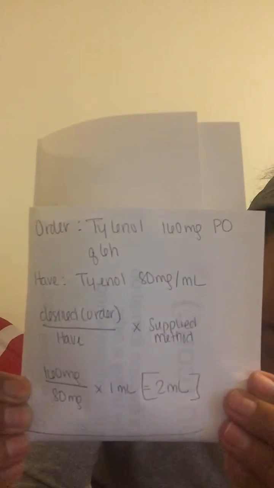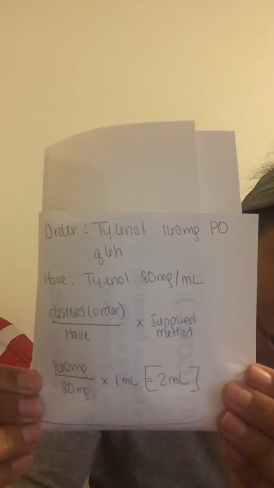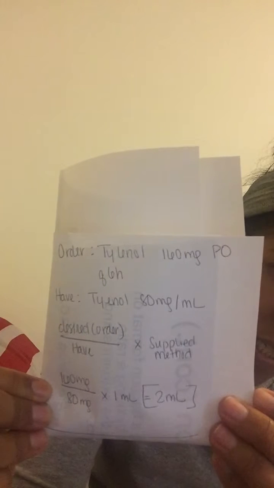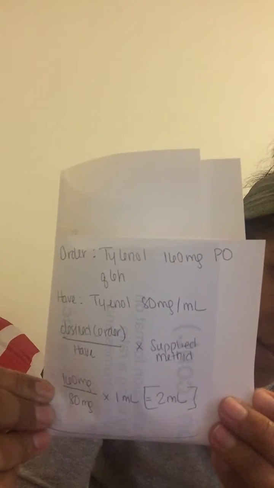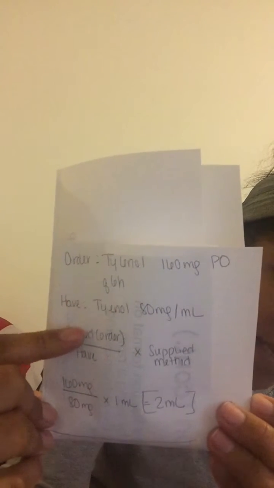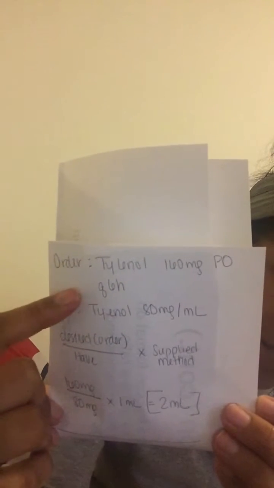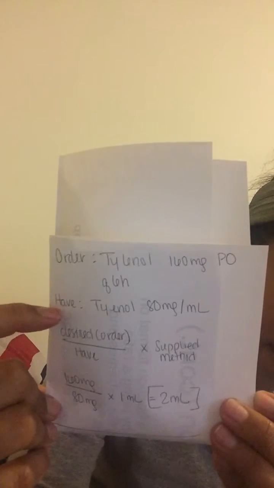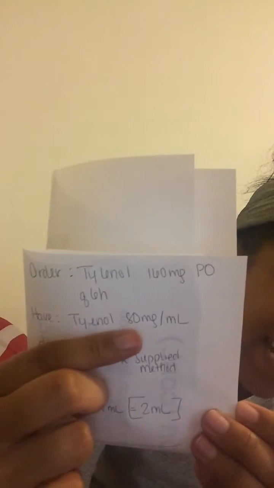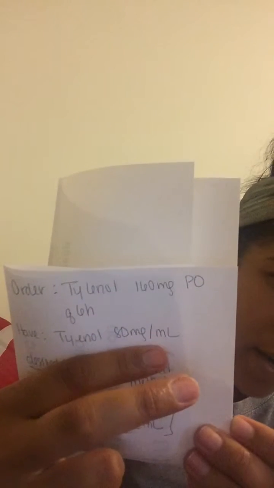All right, so our next one that we have, I hope everyone can see this. You're ordered to give a patient Tylenol, 160 milligrams by mouth every 6 hours. Q6H is every 6 hours. Q stands for every. You have on hand Tylenol in 80 milligrams per milliliter.